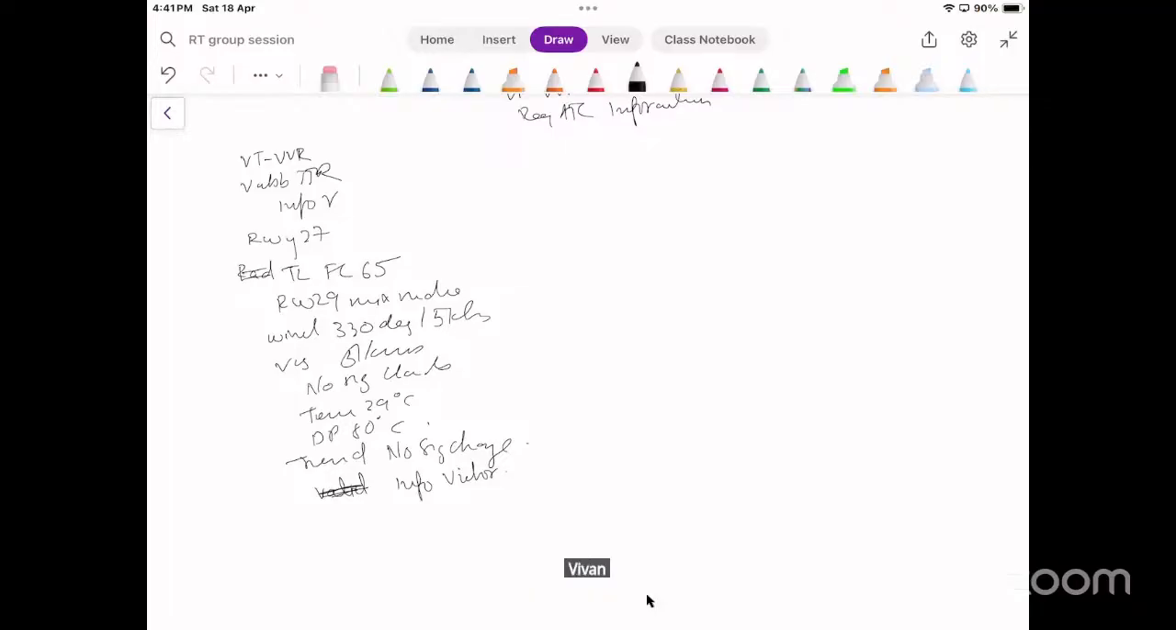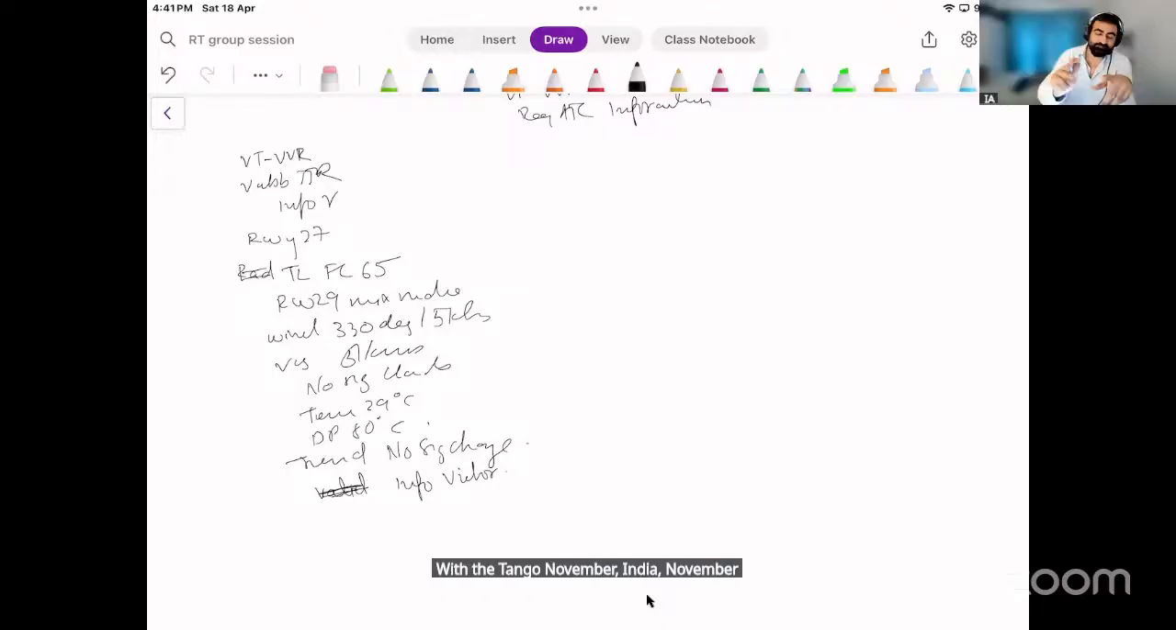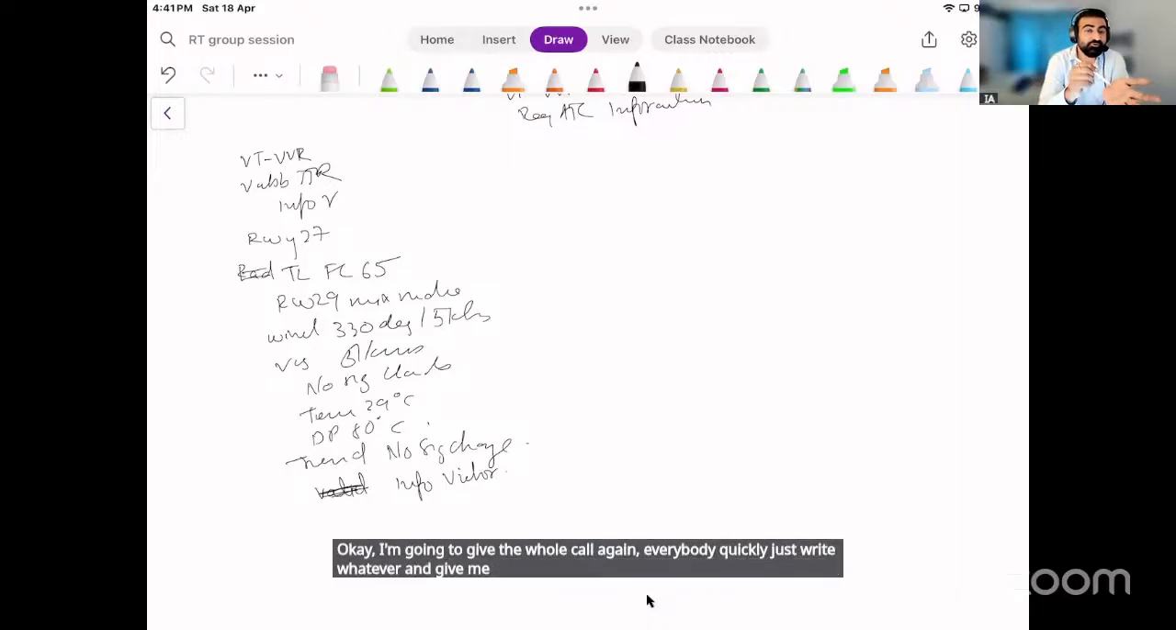Information Victor, runway 27, transition level, flight level 65, runway 29er, mixed mode, Victor Tango, November, India, November. Okay, I'm going to give the whole call again. Everybody, quickly just write whatever and give me a readback. People who are going to give me a readback now would be Vivan, Dhruv, Shabrish.